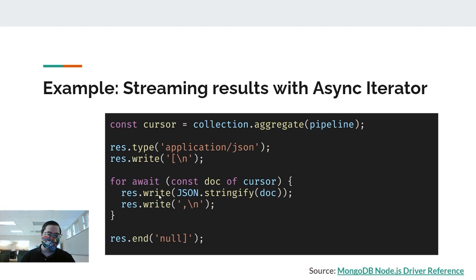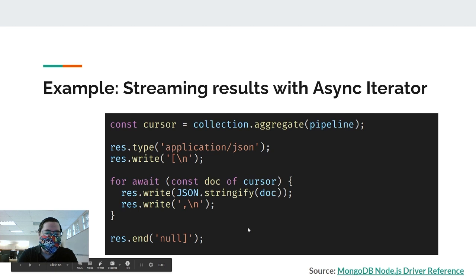When we get a record, we write out the document, and just like we did previously, also write out a comma and a new line. So I can loop through all the records that way. And then finally, when I get to the end of the loop, I know that I've reached the end of the results, and I can say res end null square brace. Everybody see that?